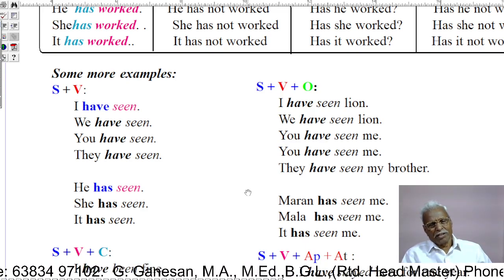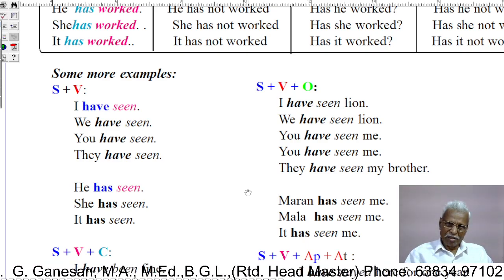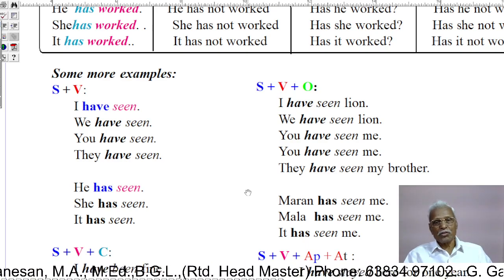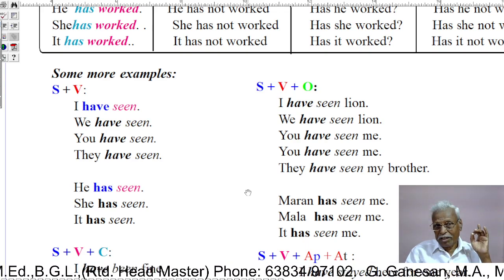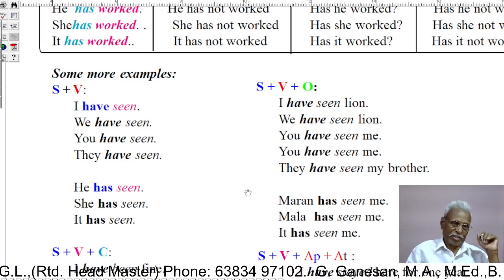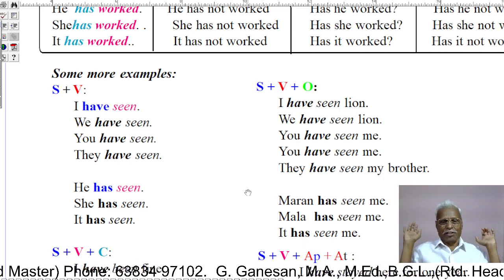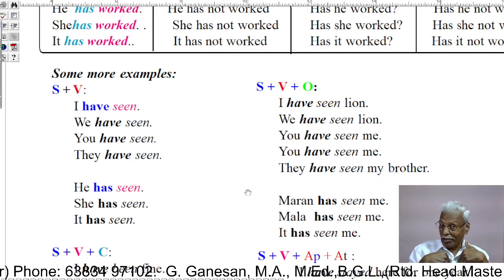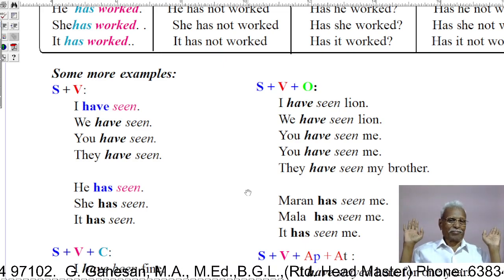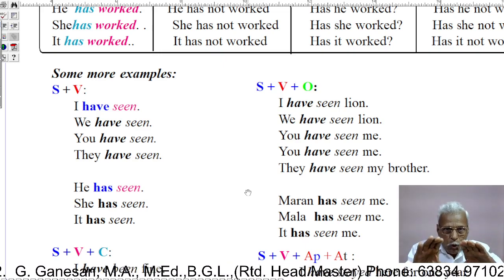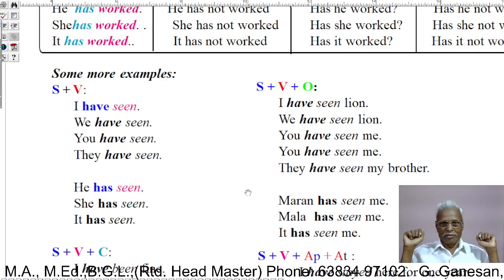I have seen. What have I seen? I have seen an elephant. Yesterday, I saw an elephant. Now, I am telling, I have seen an elephant. Yesterday, we saw an elephant. Now, we are telling, we have seen an elephant. We have seen a lion.